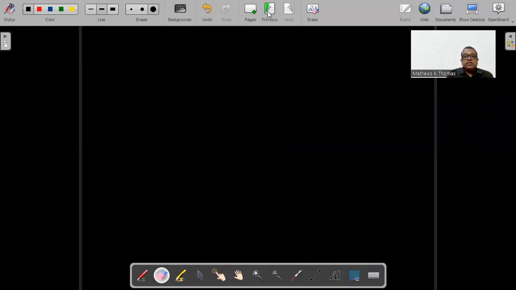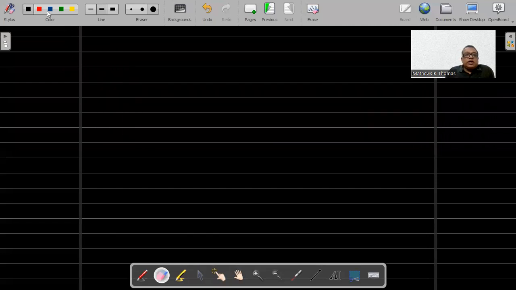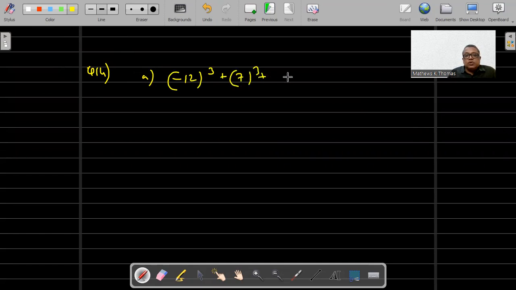Question number 14 is without actual cubing. We don't have to cube it, right? Without actual cubing, find the value of (-12) cube plus 7 cube plus 5 cube. Now what we understand from this is, look at the first number, that is negative 12. Let that be A. Second number is 7. Third number is 5. So A, B, C we've got.